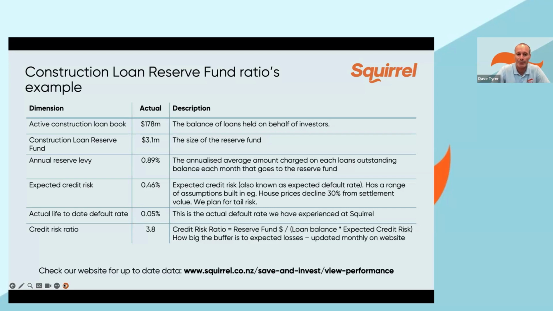You can also work out a credit risk ratio. So how much coverage does the reserve fund have based on the expected level of risk? Based on that 0.46% of risk, that ratio is 3.8%. Okay, so we've been pretty conservative in the way that we are reserving to make sure that we cover those expected credit risks should they eventuate.